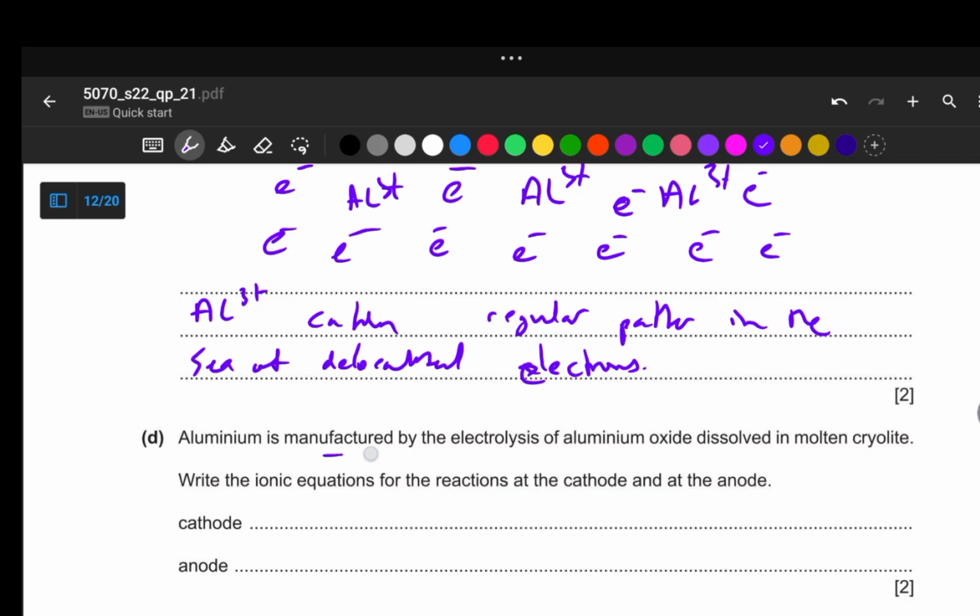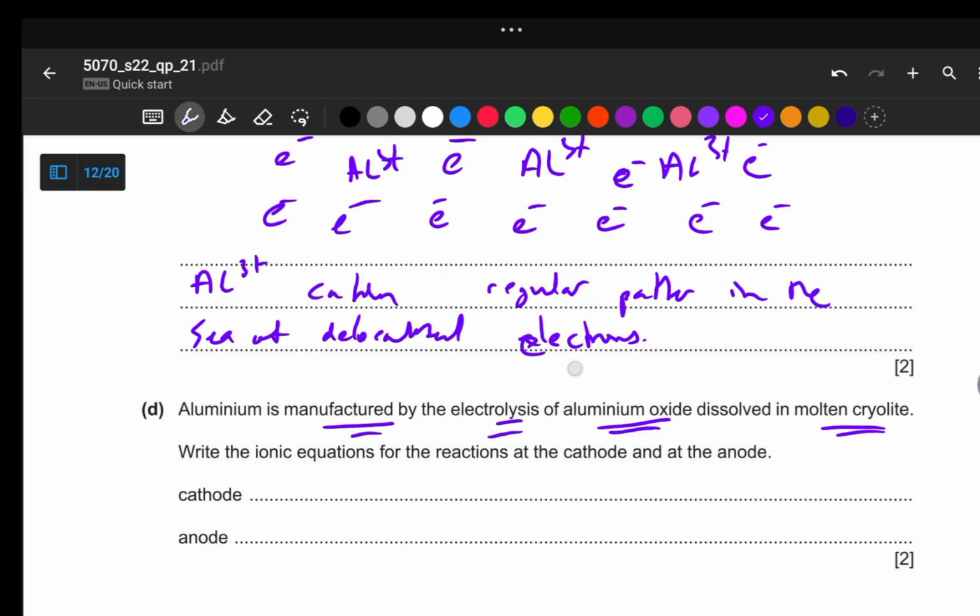Aluminium is manufactured by the electrolysis of aluminium oxide dissolved in molten cryolite, right? So aluminium is manufactured from the ore, which is bauxite. So it's bauxite, and then molten cryolite. The formula for cryolite is Na3AlF6, hexafluoro, right? So this is the formula. And then for aluminium oxide, we already know the formula is Al2O3, right?